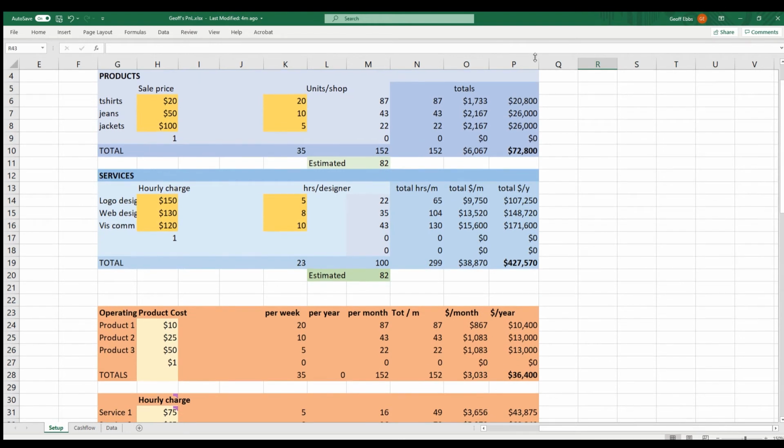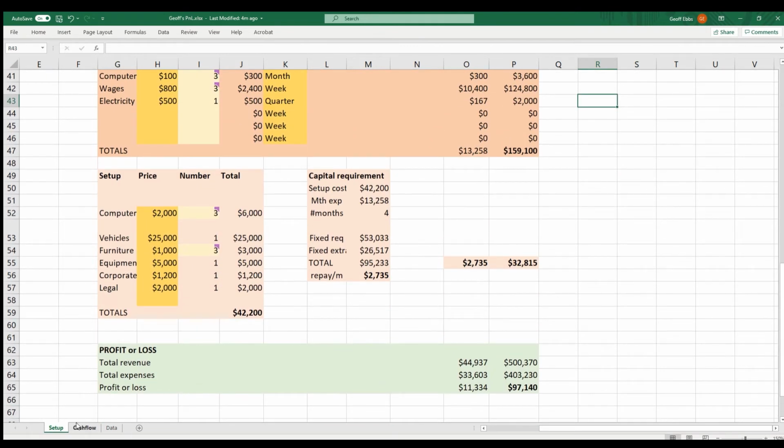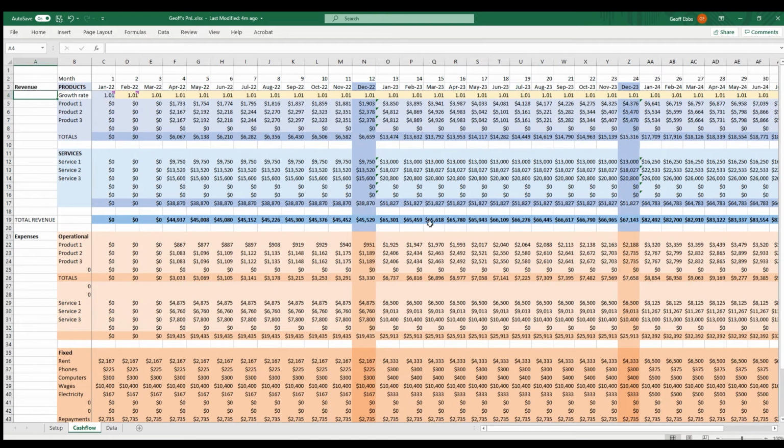Now, that's what happens when we get the business going. Let's have a look at that over time. So we're going to map our profit and loss onto what we call a cash flow. So see this tab down the bottom here is the cash flow. Here is our product one, service one, and so on. Here's our fixed costs.